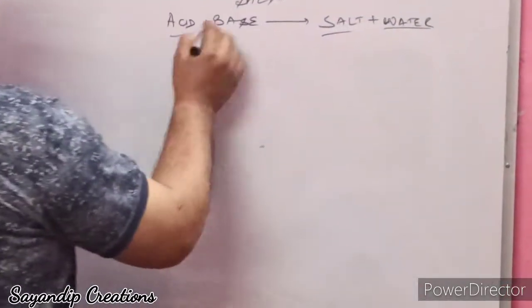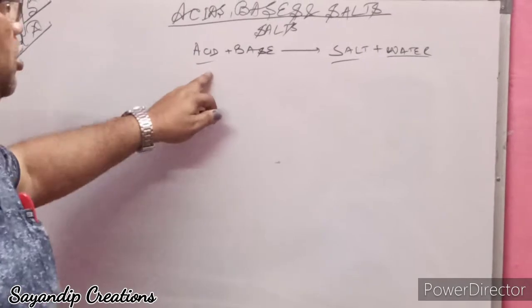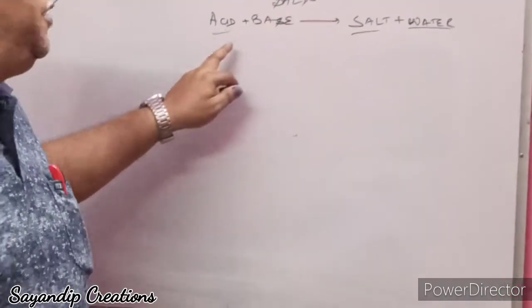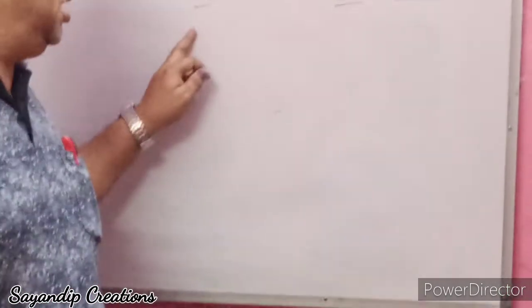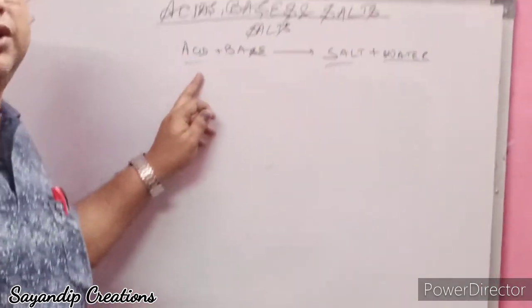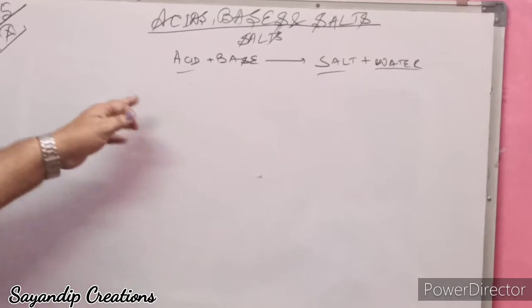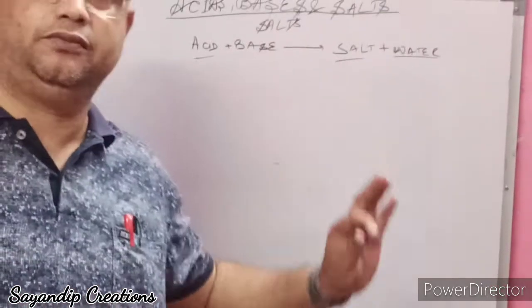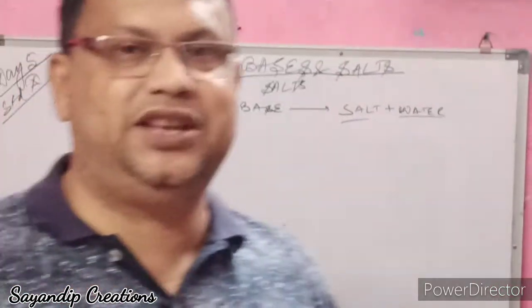Now, if the acid is strong and the base is weak, then it forms acidic salt. If the base is strong and acid is weak, then it forms basic salt. And if it is both strong acid and strong base, then it generally forms neutral salt. Now, it is formed like this.